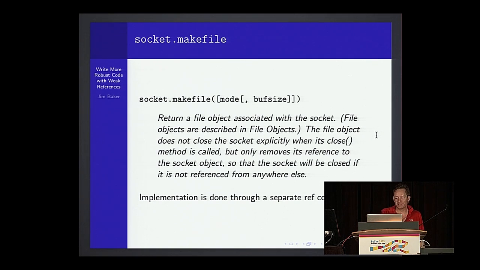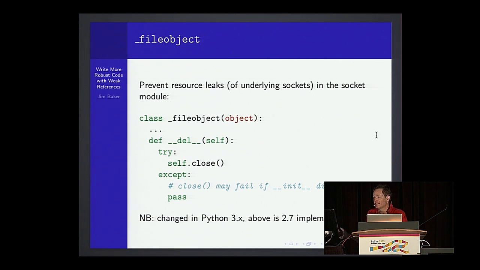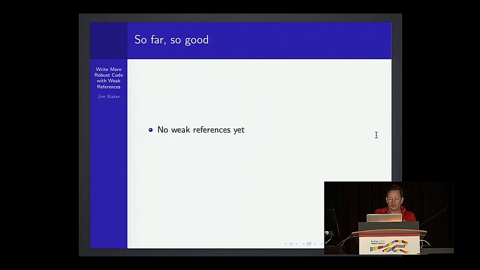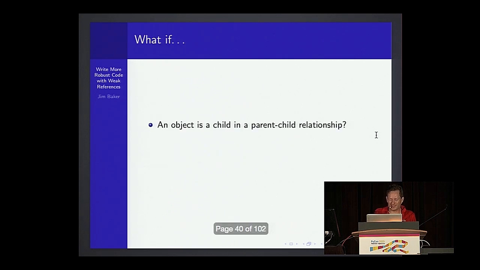So this implementation is done through a separate ref counting scheme. So socket makefile is trying to do the right thing for you. And if you look at it, it's going and preventing resource leaks along these lines. All right, so I think we've probably seen Dunderdell before. Again, I haven't mentioned weak references yet after that quick demo. You might use the with statement with automatic resource management. You should be doing this. So again, no weak references yet. We're keeping it simple. You don't have to be in this talk.